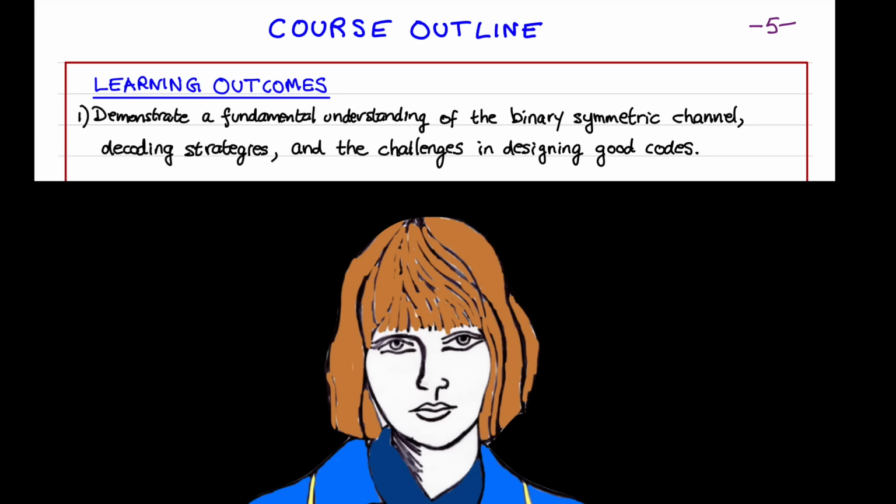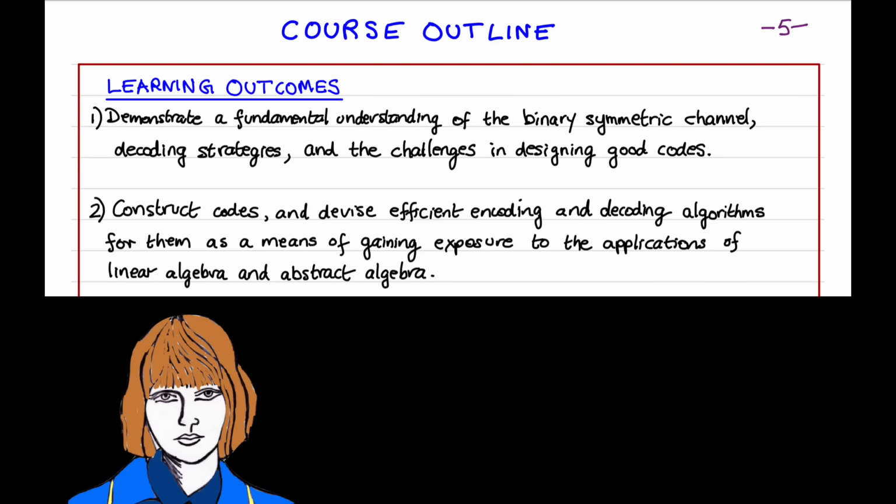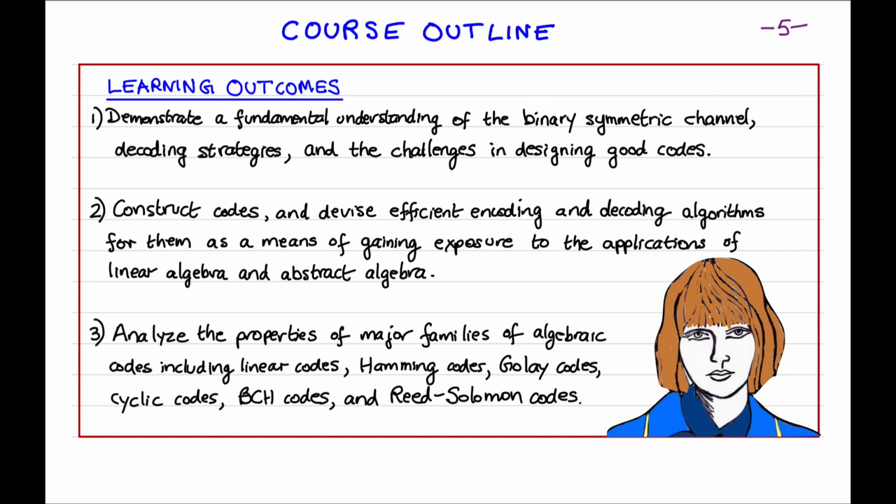Here are the expected course learning outcomes. On successful completion of this course, students will be able to demonstrate a fundamental understanding of the binary symmetric channel, decoding strategies, and the challenges with designing good codes. Construct codes and devise efficient encoding and decoding algorithms for them as a means of gaining exposure to the applications of linear algebra and abstract algebra. Analyze the properties of major families of algebraic codes, including linear codes, Hamming codes, Golay codes, cyclic codes, BCH codes, and Reed-Solomon codes.